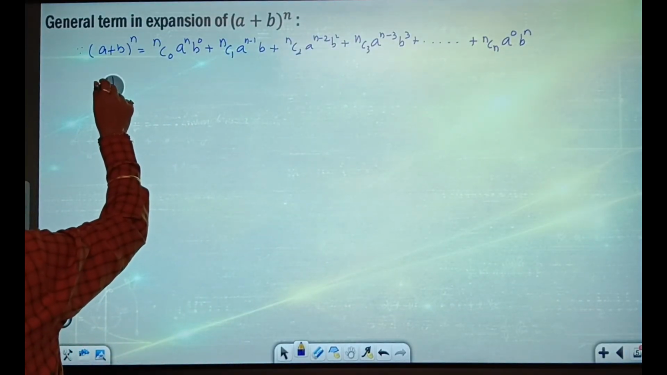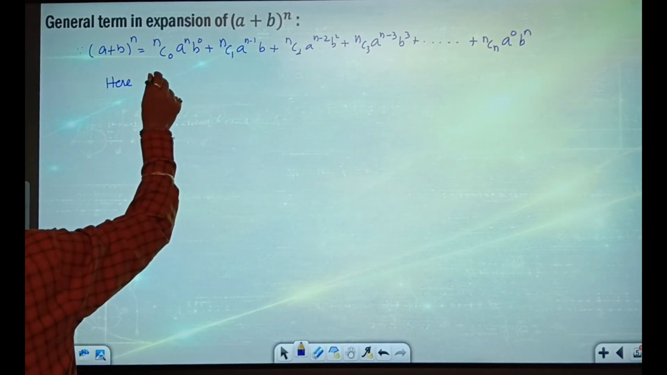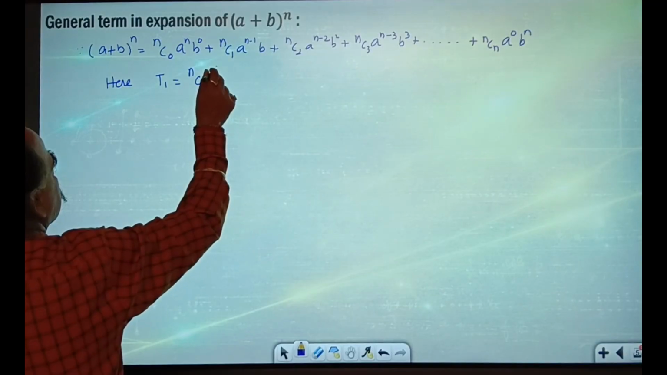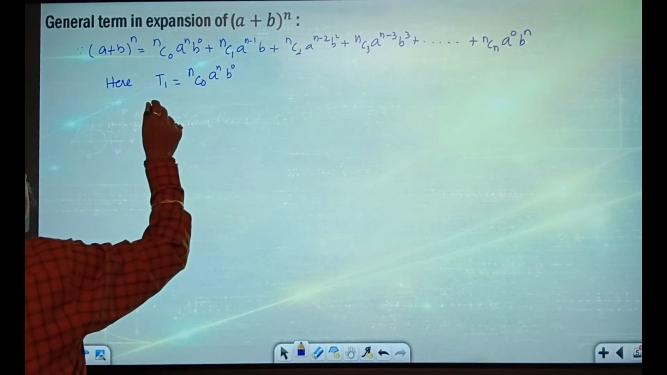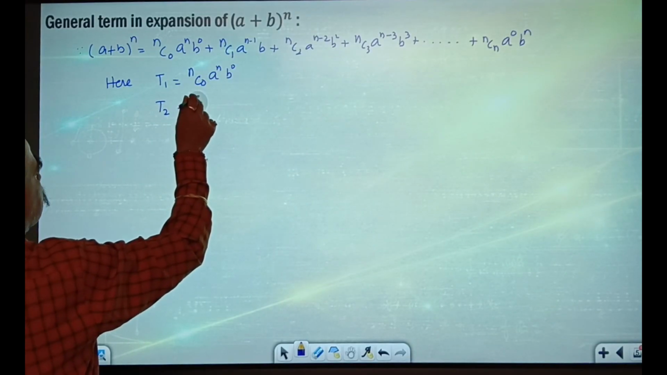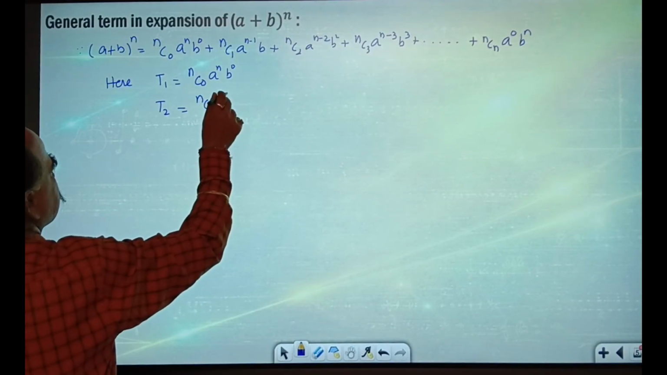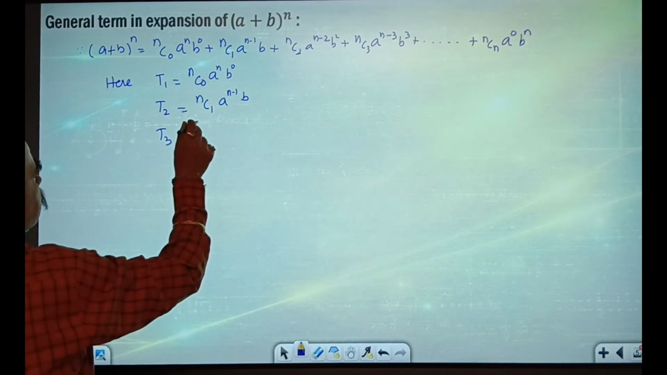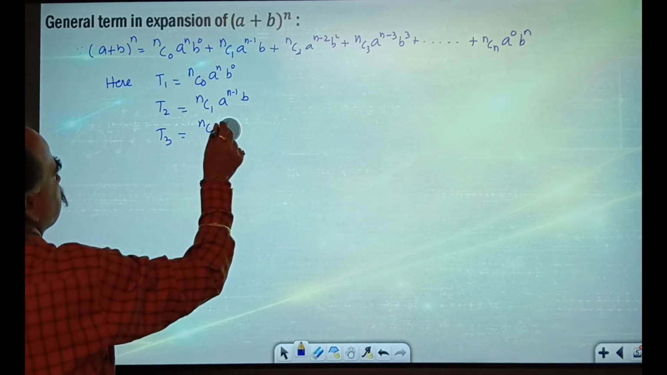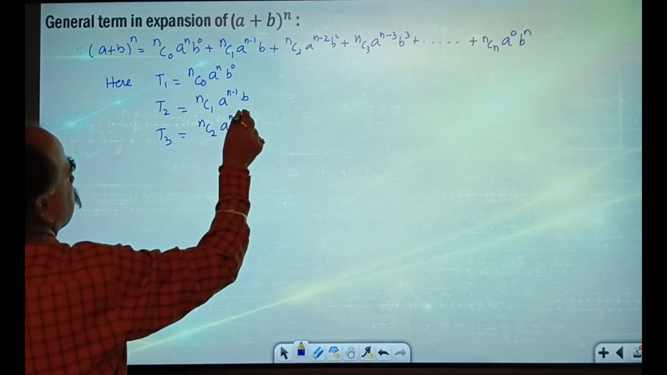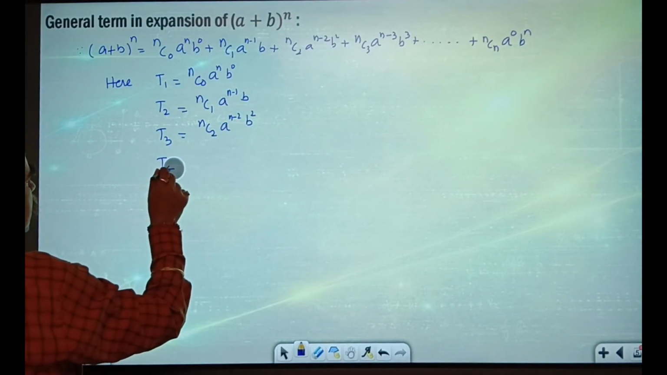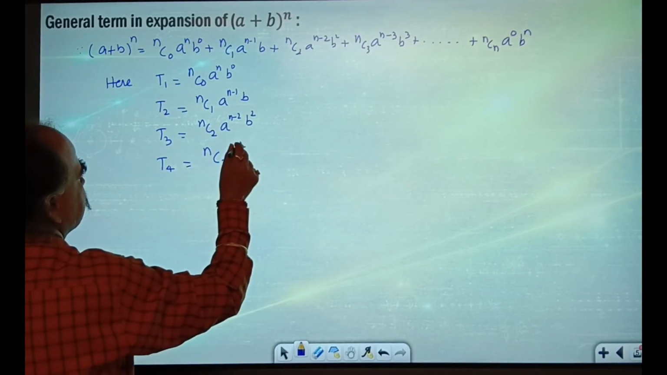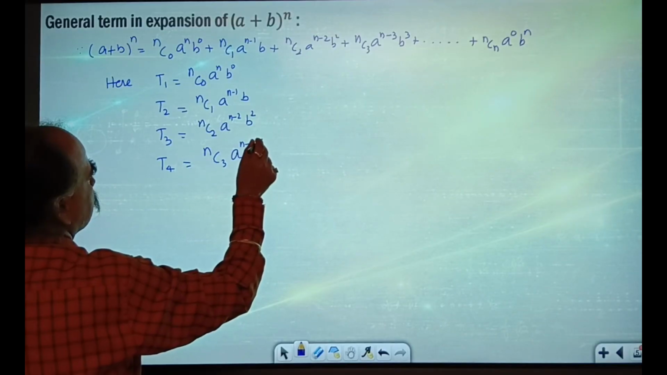Here T1, that is first term, is nC0 a raised to n b raised to 0. T2 is what? nC1 a raised to n minus 1 b. T3 is what? nC2 a raised to n minus 2 b square. T4 is what? nC3 a raised to n minus 3 b cube.